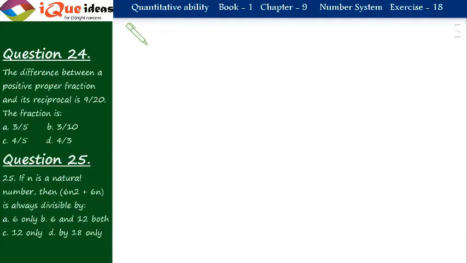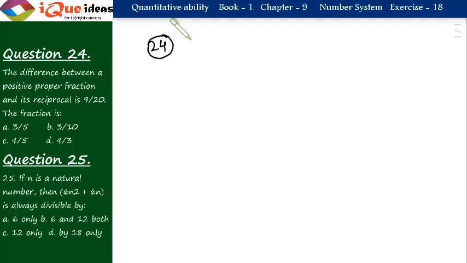Now, question 24, it says the difference between a positive proper fraction and its reciprocal is 9 by 20. Now, this is a very tricky question because a positive proper fraction will always be less than 1. A proper fraction is from minus 1 to 1, and out of that the positive number will be 0 to 1. So it is less than 1. Now its reciprocal will always be more than 1. Say for example, if I take a fraction 1 by 3, its reciprocal will be 3. Right? If I take a proper fraction as 1 by 5, its reciprocal will be 5 by 1.